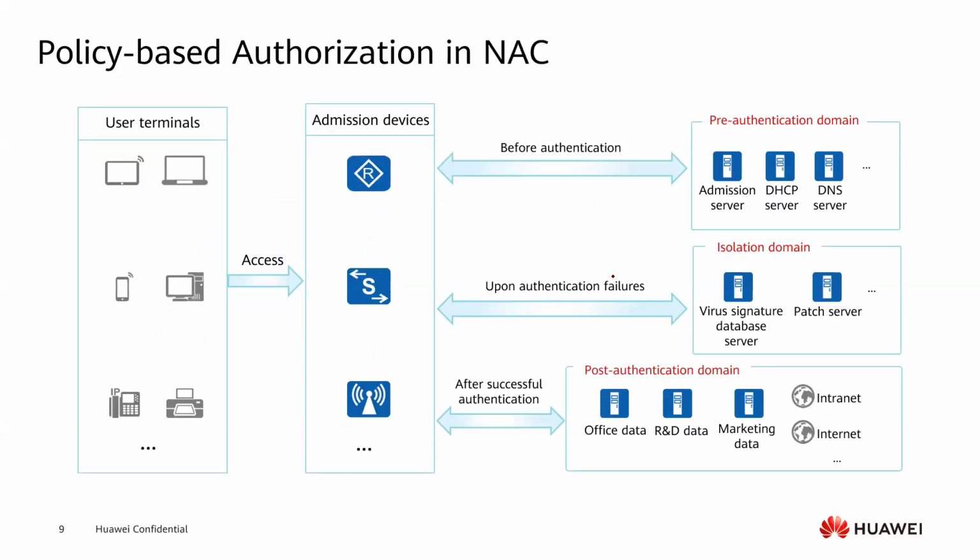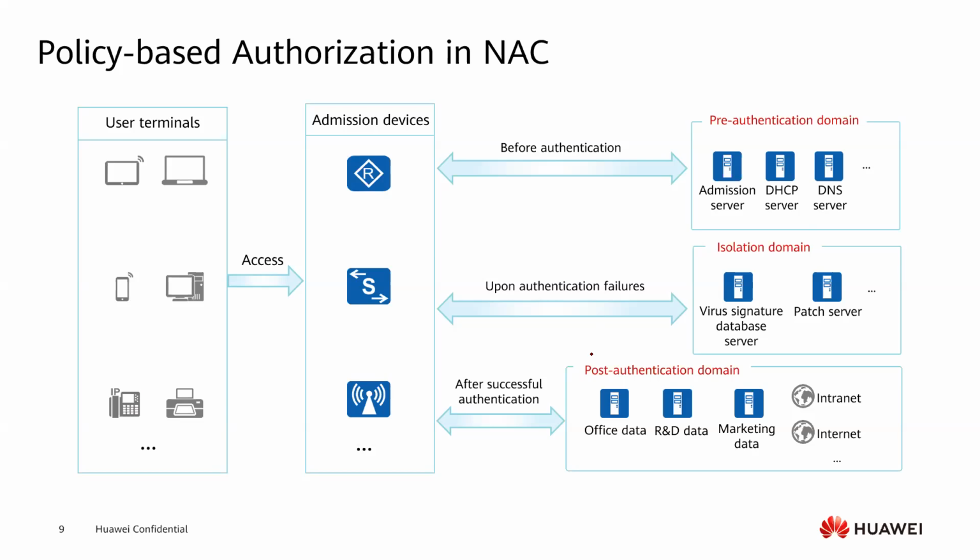And there are 3 resource domains for the terminals to access. The first is the pre-authentication domain, and then the isolation domain, and then the post-authentication domain. All users accessing the network have the pre-authentication domain network permissions before authentication, including access to the admission server, to the DHCP server to get the IP address, or to the DNS server.